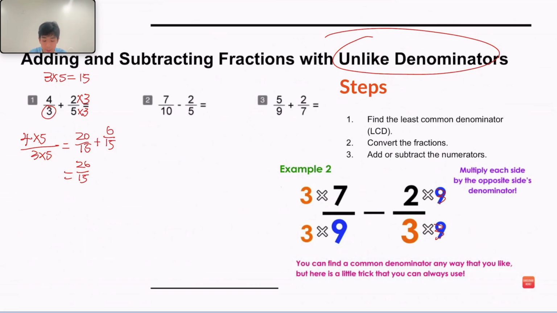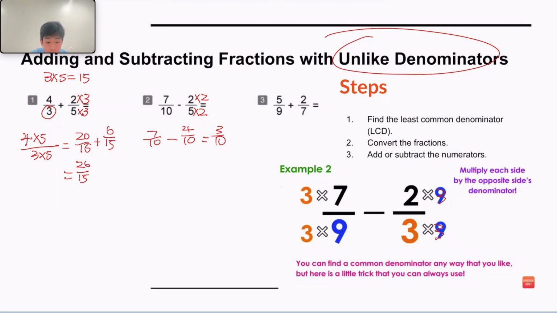The denominators are 10 and 5, and the least common denominator will be 10. In order to get 10, you multiply the denominator 5 by 2, and you multiply the numerator 2 as well. This will become 7 over 10 minus 4 over 10. This will just become 3 over 10.